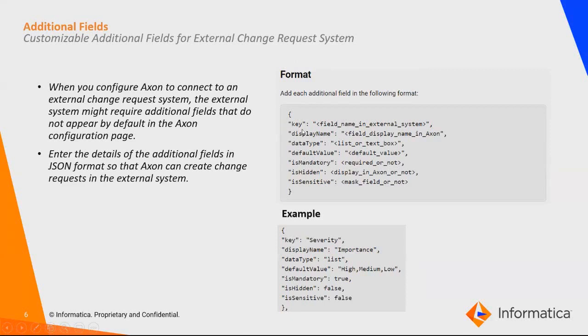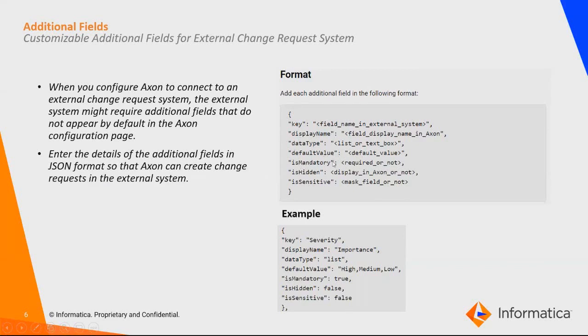We have this key, then the display name. So key is like a unique key which needs to be passed, right? Which will be a field name in your external system. The display name is the field name which will be shown in your Axon change request. Then the data type, the default values, like the default value which should be shown for the specific display name.